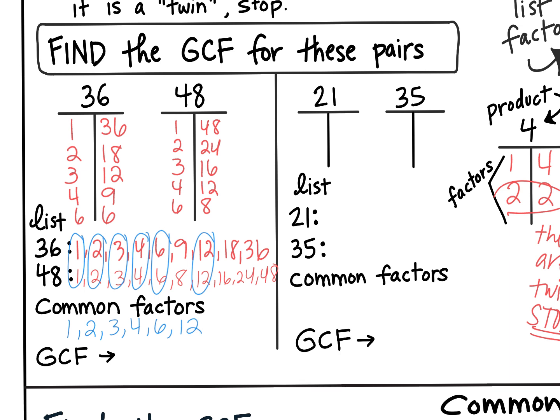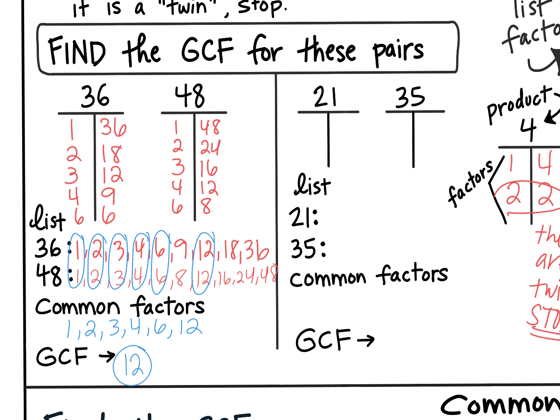Guys, we're breaking it down like this now. I don't expect you to do this every single time because it's a lot of work and you can save yourself time, but I'm breaking it down so you understand how it works, then you can shorten it. So what is my GCF? 12. My greatest common factor out of all of the ones listed is 12.